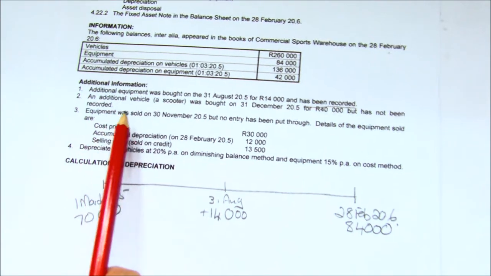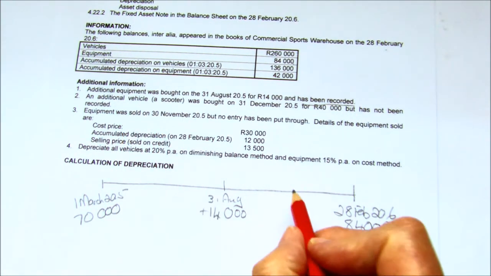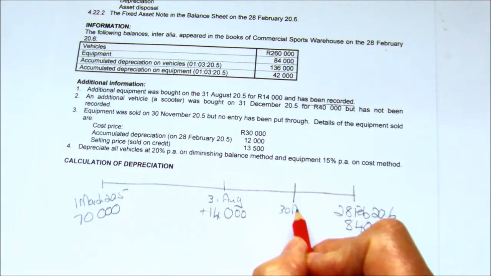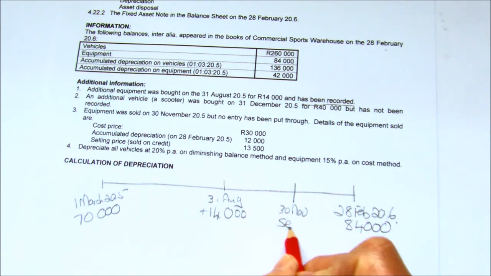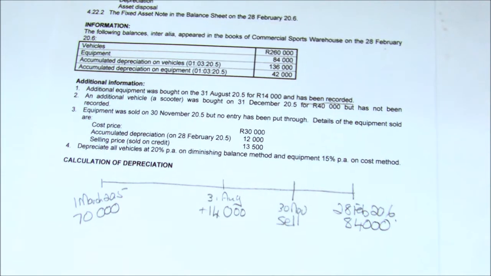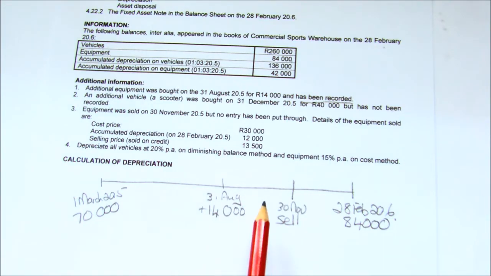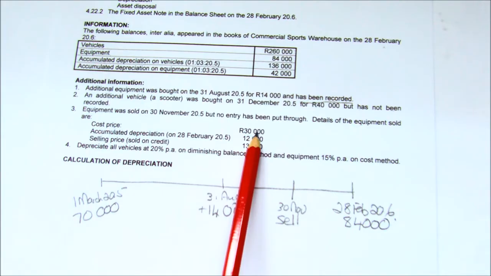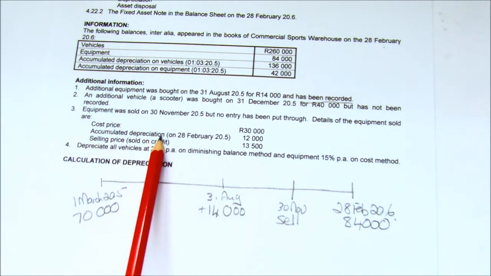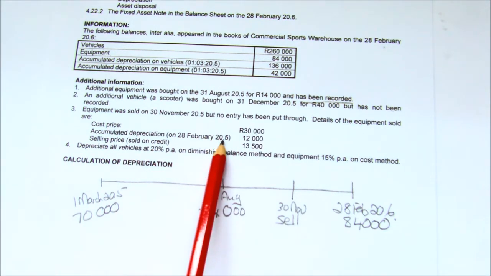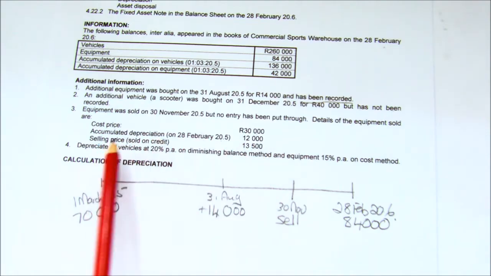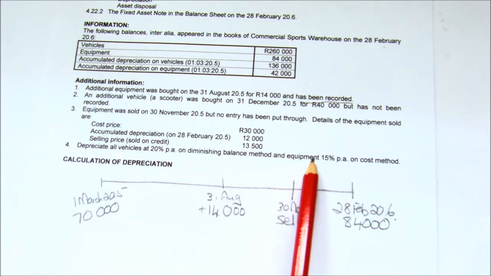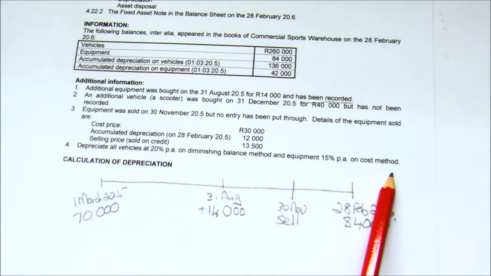In point number 3, some equipment was sold, and we're selling it on the 30th of November. So we know we've got to do asset disposal, putting it through here. We are given the cost price of 30,000. We're given the accumulated depreciation, take note, the beginning of the year was already 12,000, and then its selling price. And then in point number 4, we're told that equipment is depreciated on cost.